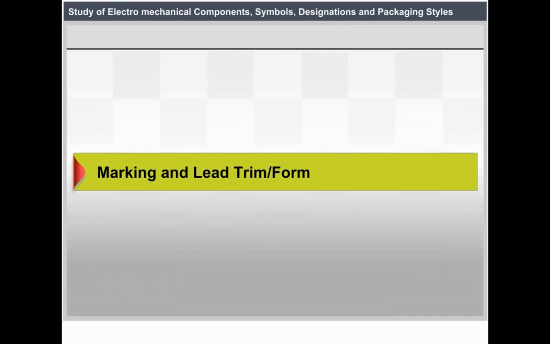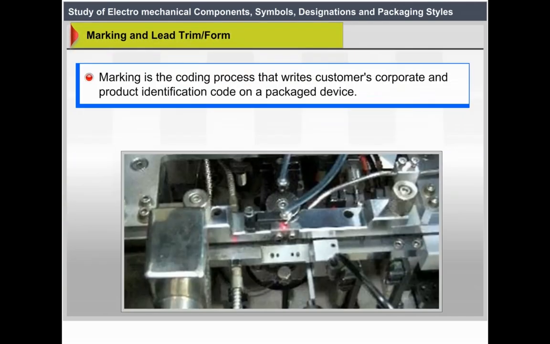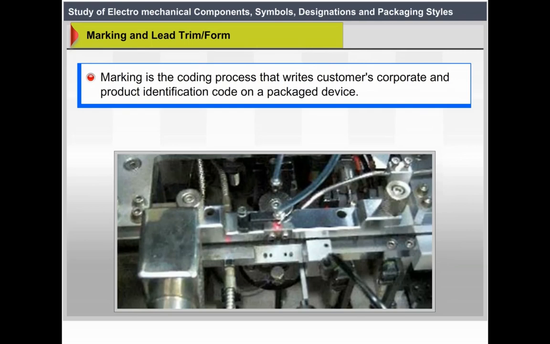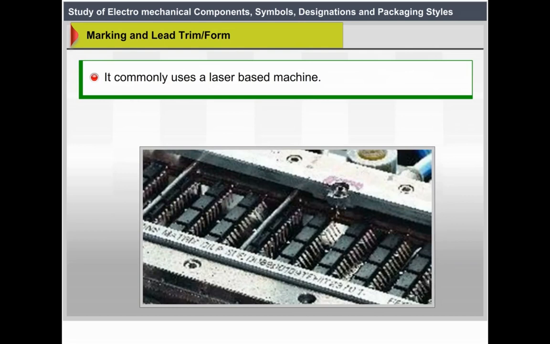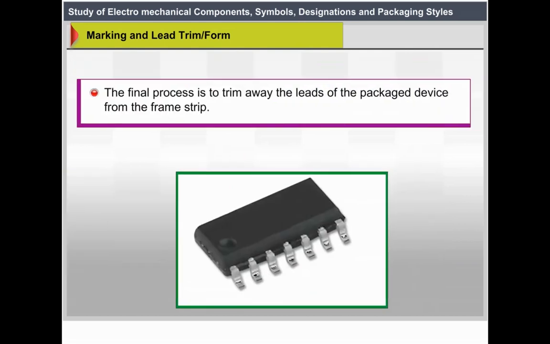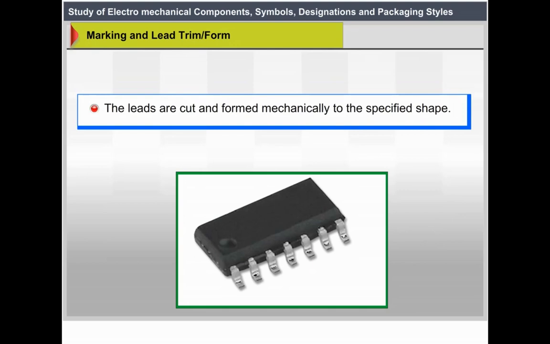Marking and lead trim or form. Marking is the coding process that writes customers' corporate and product identification code on a packaged device. It commonly uses a laser-based machine. The final process is to trim away the leads of the packaged device from the frame strip. The leads are cut and formed mechanically to the specified shape.